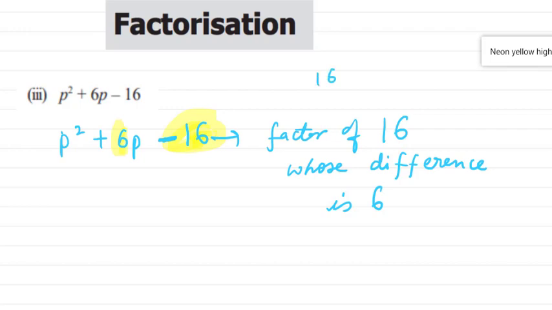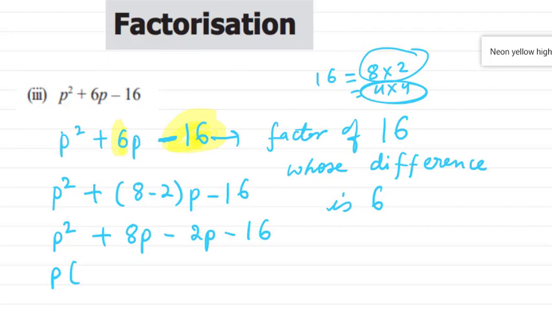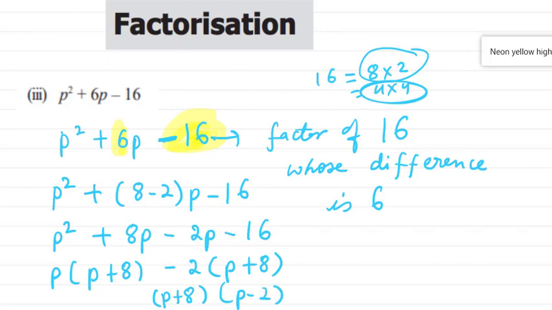So factors of 16, if you will see, are 8 into 2, and 4 into 4. So there are so many. We will only take the one whose difference will give you 6. So 4 minus 4 will not give you 6, but 8 minus 2 will give you 6. So we will split the middle term as 8 minus 2. Now we can write it as p square plus 8p minus 2p minus 16. Now you can simply take p common from the first two, so you'll get p plus 8. From the last two, you can take minus 2 common, so you'll get p plus 8 again. And the factors will be p plus 8 and p minus 2. So that will be the factors of the given question.